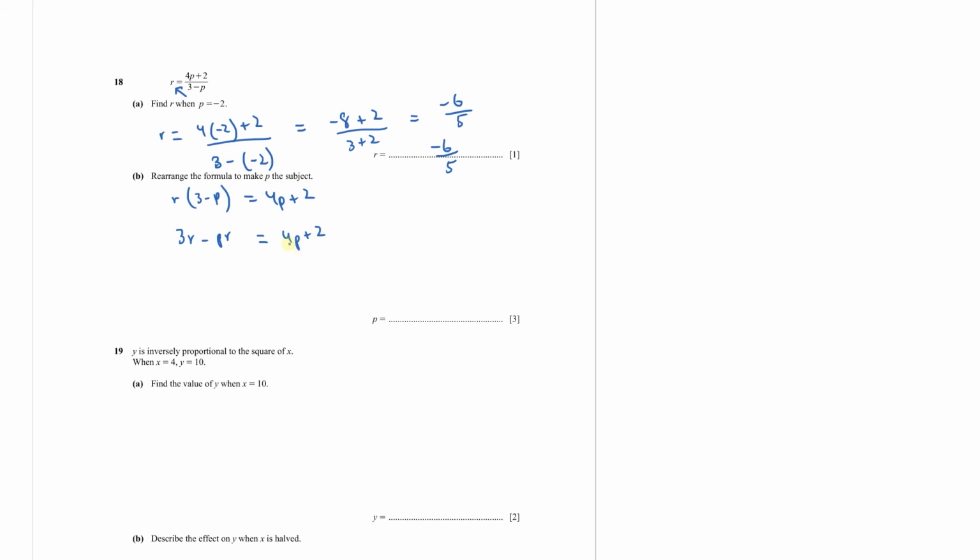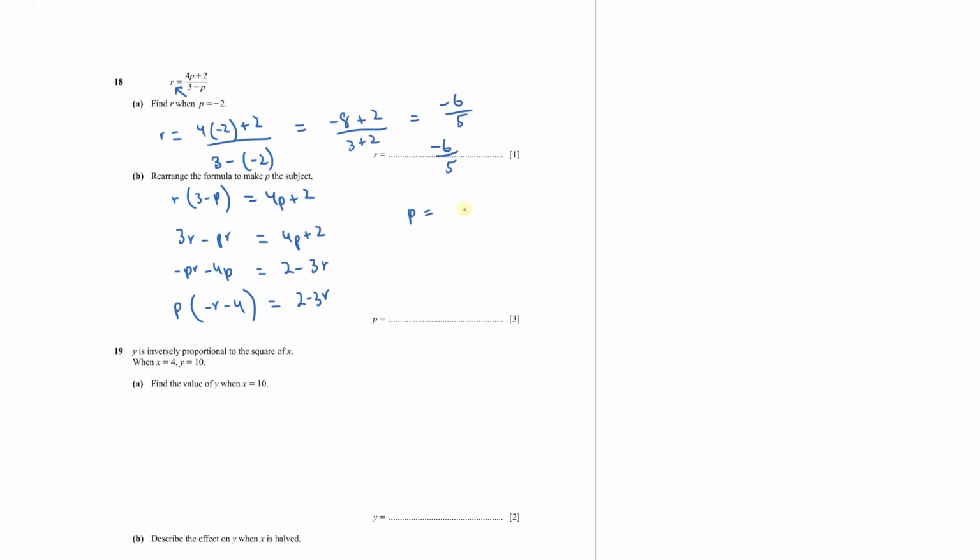Now I will bring all the terms that involve P on one side and the rest of the terms on the other side. So let's bring this here. So this becomes minus PR minus 4P, and let's take this to the other side. So this becomes 2 minus 3R. If I take P common here, I get P times (minus R minus 4) equals 2 minus 3R.